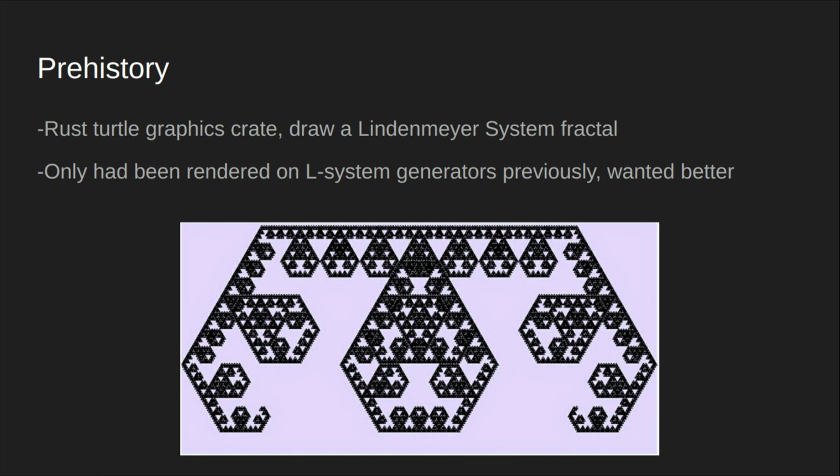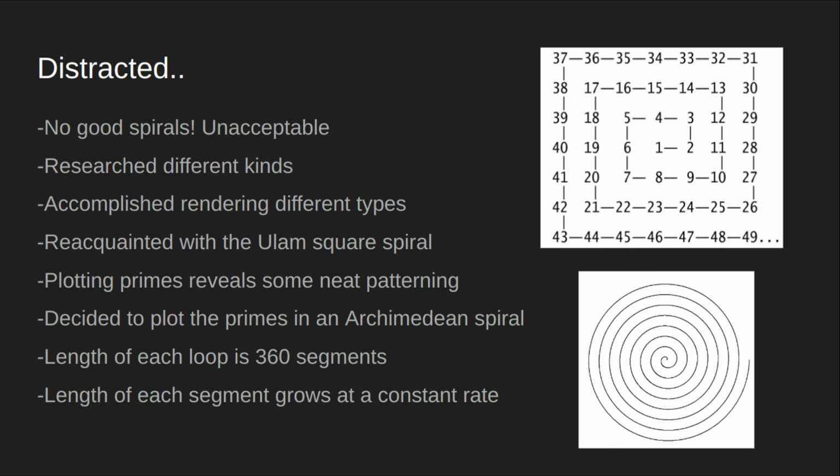It all began, essentially, with my desire to draw a fractal with a turtle crate. As you can see here, I had only ever generated it on Android and in fractal generators, and I wanted to do something better. Now, I won't go into the history of this particular fractal, but it is rather interesting. I became distracted initially because there were no good spiral formulas. I decided to set about writing spirals for turtle graphics in Rust, and I accomplished this after doing a bit of research.